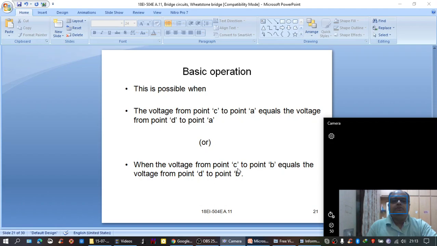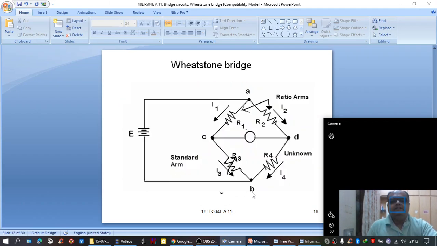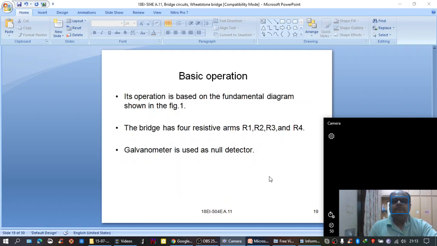when the voltage from point C to point B equals the voltage from point D to point B. That is, here the voltage measuring reference is taken as B. So the voltage of point C with reference to B should be equal to the voltage of point D with reference to B. VCB should be equal to VDB, or VCA should be equal to VDA. In both cases, the bridge will be balanced and no current would be there in the null detector or in the basic PMMC movement.